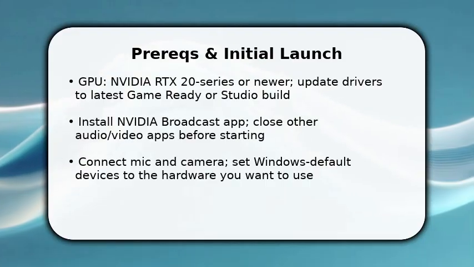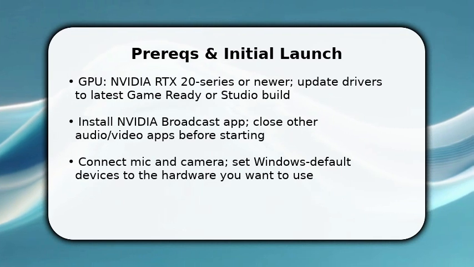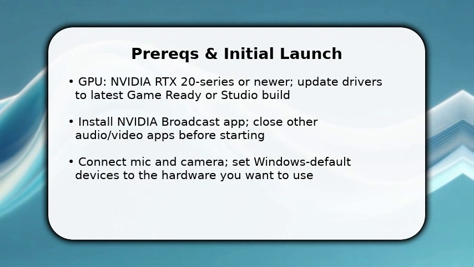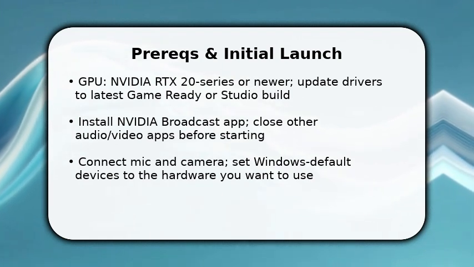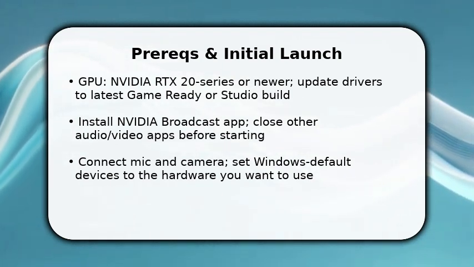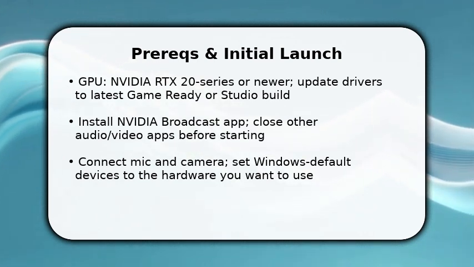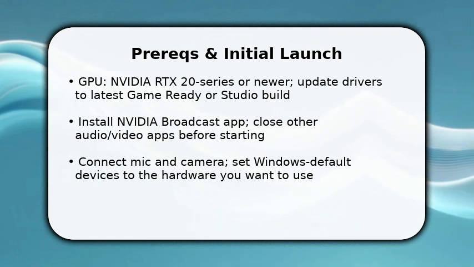You start by confirming hardware and drivers, then install and open Nvidia Broadcast. Once done, set your microphone and camera as Windows defaults. This ensures apps recognize the devices. Make sure your RTX GPU shows in the app header and that drivers are current, because missing drivers break features.